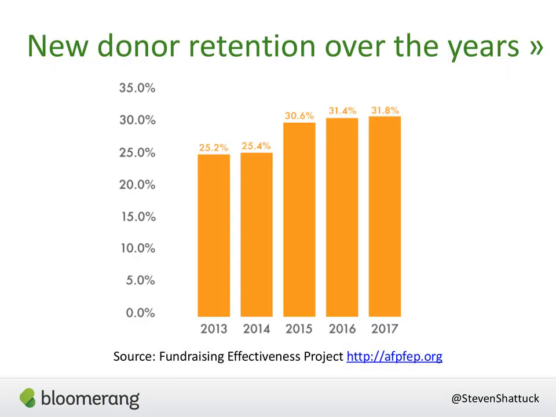A couple more data points from the FEP research. One bright spot we're excited about is that the new donor retention rate is actually on a 5-year incline, which is great. So we're making improvements on the first-time retention rate. We went from 25% to about 32% over the last 5 years. That's good, but it's still a low rate, right? It's less than a third of donors who give a second time.